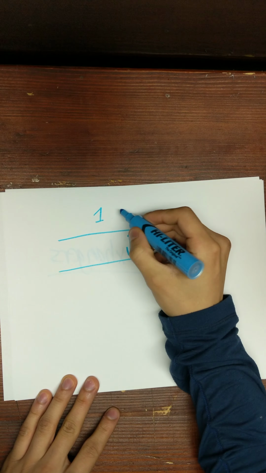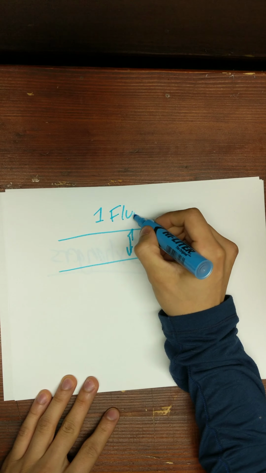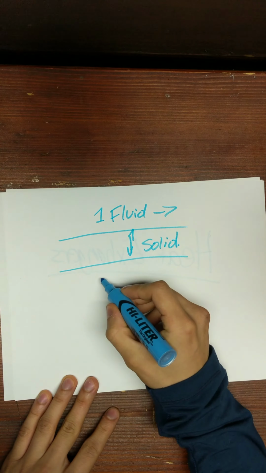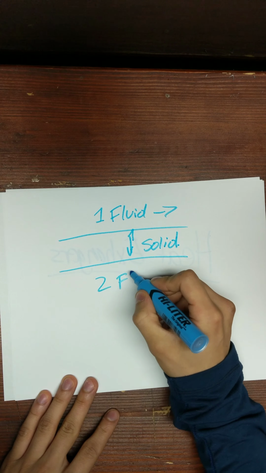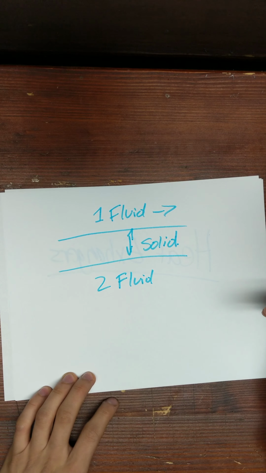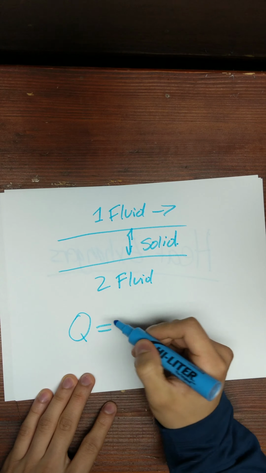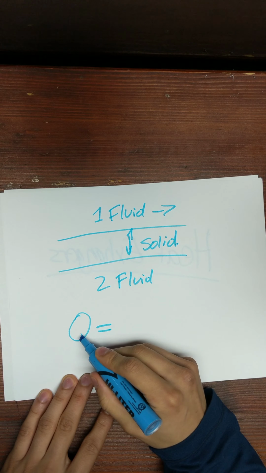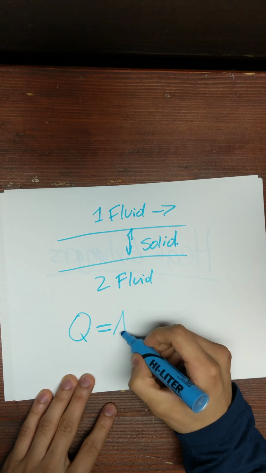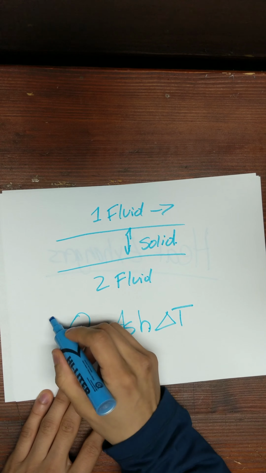So one fluid would be on the one side of the solid, fluid 1, and one other fluid would be flowing on the other side. The method that these fluids transfer heat is through a temperature difference. So the main formula is as follows: the heat exchange is equal to the surface area, the heat transfer coefficient, and the change in temperature between the two fluids.